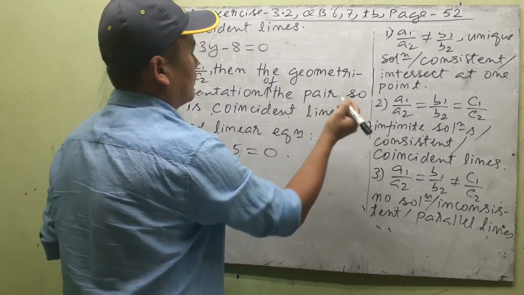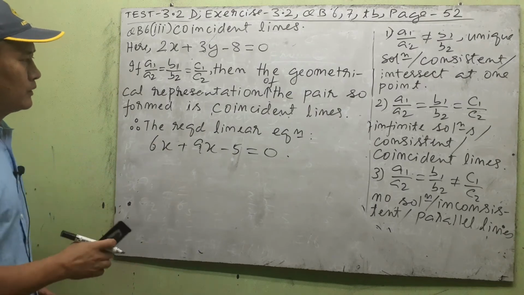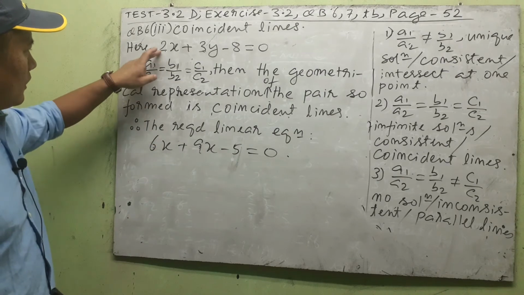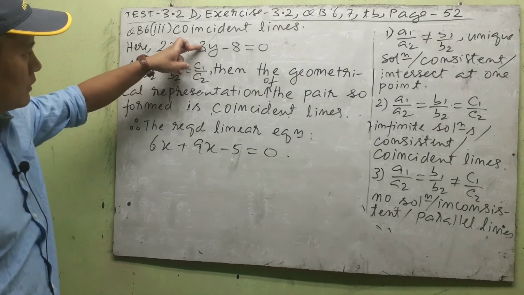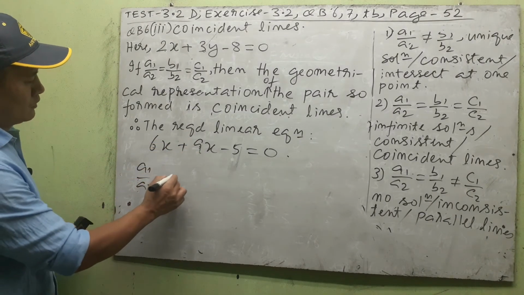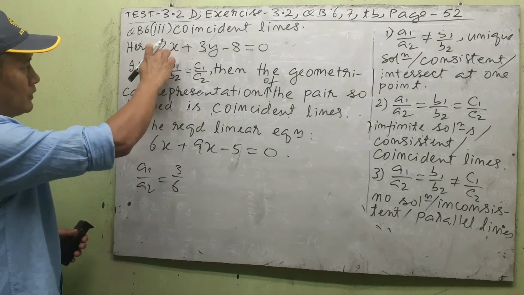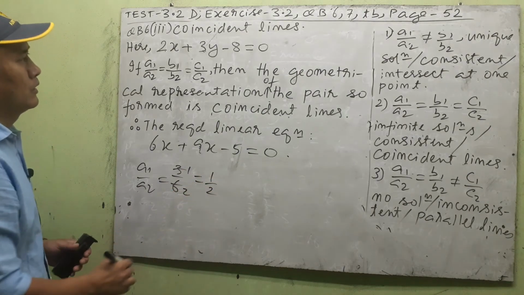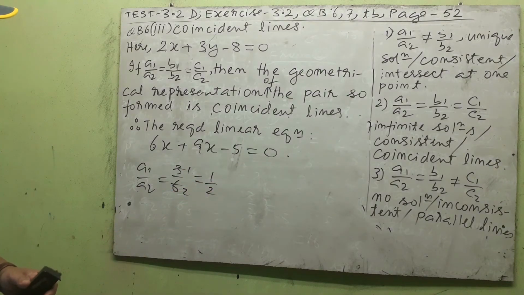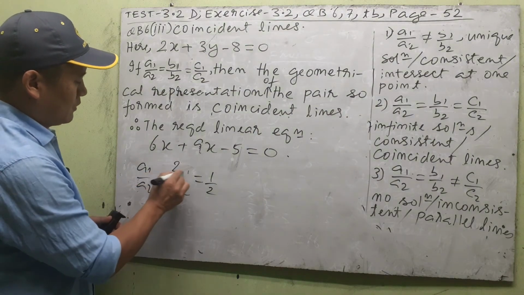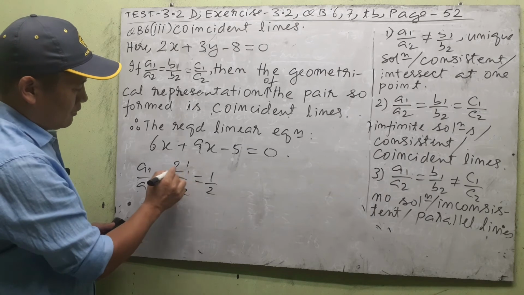So therefore the required linear equation will be obeying this condition. So A1 by A2, we can take the same one, 2 by 6, this is 1 by 3. As you can see, coefficients of x are called A1 and A2. Oh, sorry, this is 2x, you can see. So 2 ones are 2, 2 threes are 6.